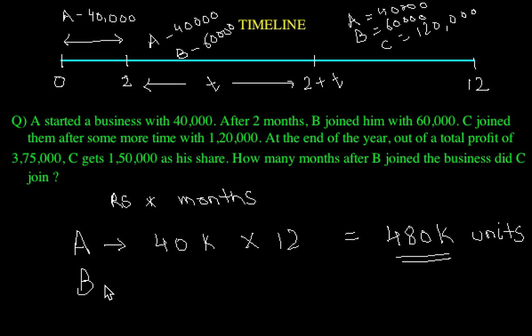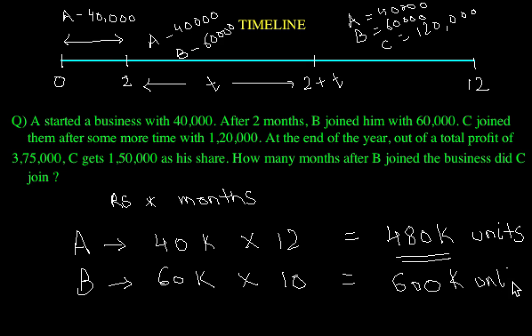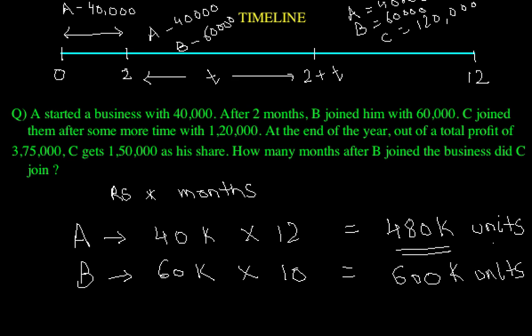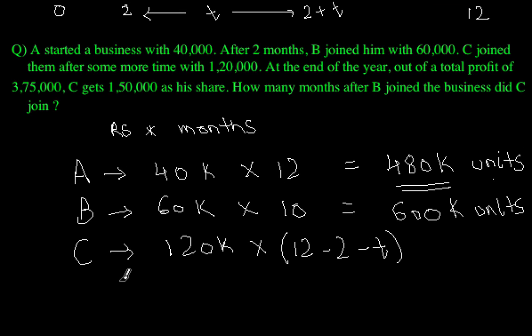Now we'll see for B. B's investment of 60K has been invested for a period of 10 months. So we have 600K units for B. Now we look at the same units for C. C has invested 120K for a time period of 12 minus 2 minus T. So this is 12 minus 2 minus T, which is equal to 120 into 10 minus T.